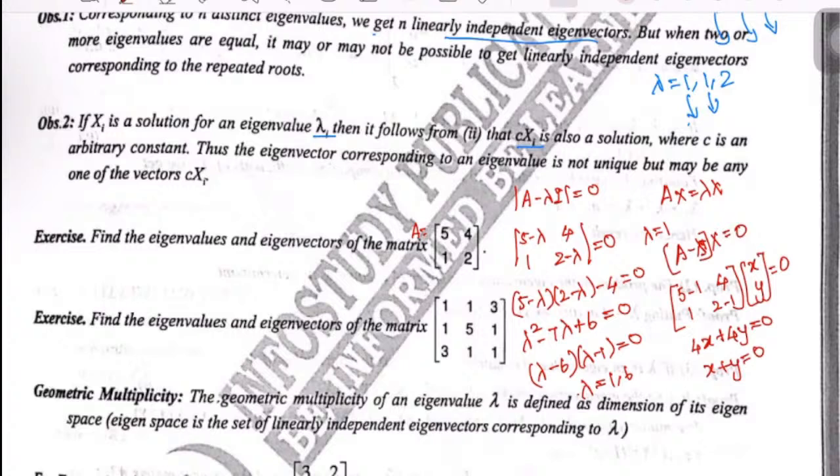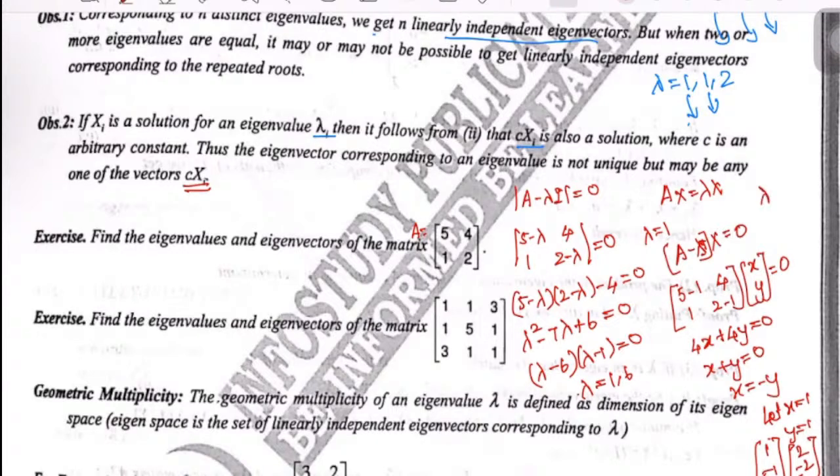From this we can say x equal to minus y. So if x is 1, then y is minus 1. So (1, minus 1) is an eigenvector. (2, minus 2) is an eigenvector. So it will not be unique, they are linearly dependent. So we can say (1, minus 1) is its eigenvector. But a scalar multiple c times x is also an eigenvector. So (2, minus 2) is also an eigenvector. (3, minus 3) is also an eigenvector corresponding to the eigenvalue 1.